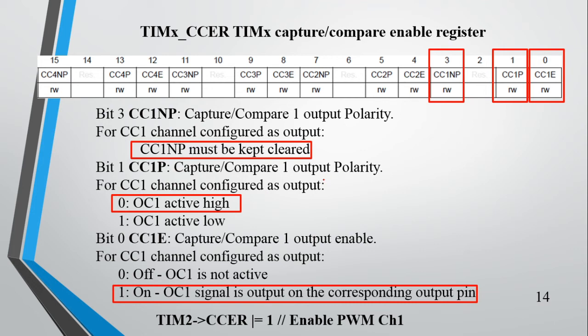That is why in the capture compare enable register, the first bit is used for configuring polarity. I am writing it as 0 because my PWM is in active high state. Then the third bit of the capture compare enable register should be kept cleared. So these are the three configurations required for configuring the timer in compare mode of operation. In compare mode, CCNP should be cleared, this bit should be 0 as you are configuring active high, and the 0th bit should be 1 as you are enabling output compare.